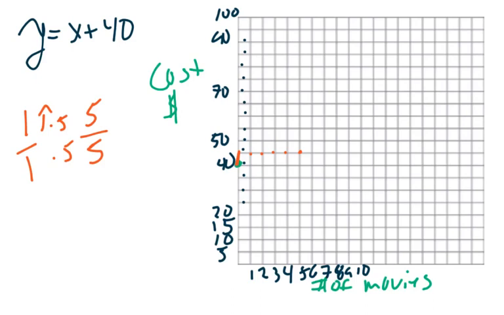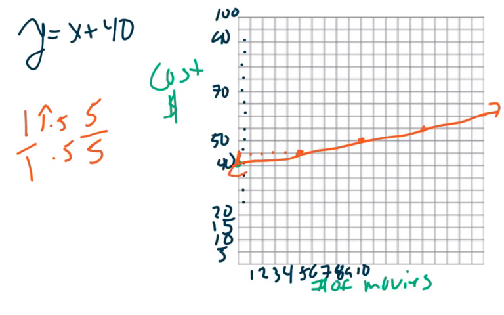So we go up 1 to the right 5. Up 1, 1, 2, 3, 4, 5. Up 1, 1, 2, 3, 4, 5. Up 1, 1, 2, 3, 4, 5. So that would be our graph.